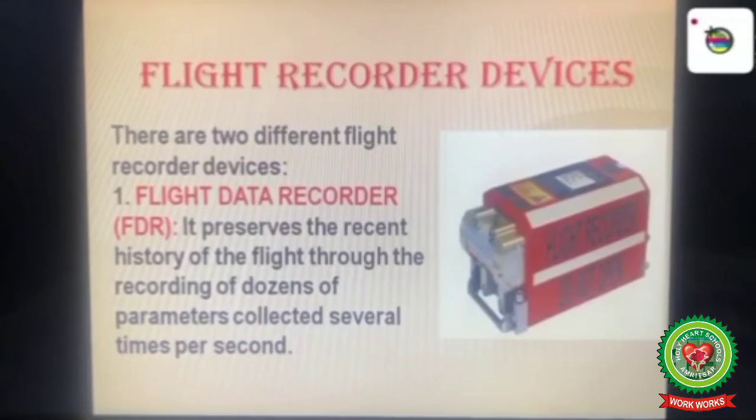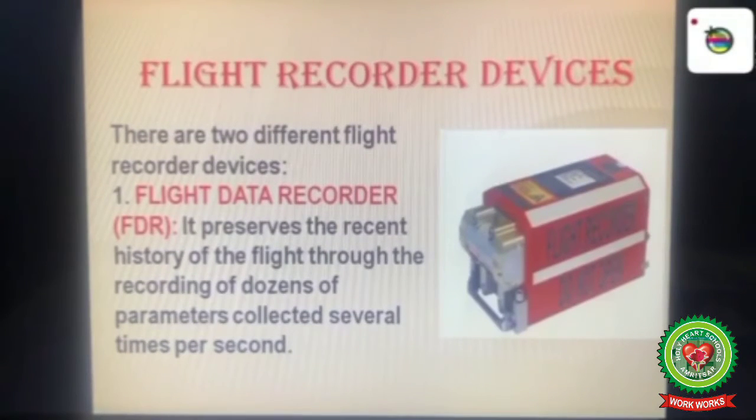Now we will discuss the units a black box is composed of. A black box consists of two units. That means there are two flight recorder devices. 1. Flight data recorder, FDR. It preserves the recent history of the flight through recording of dozens of parameters collected several times per second. The figure here is of a flight recorder, which is a unit of a black box.